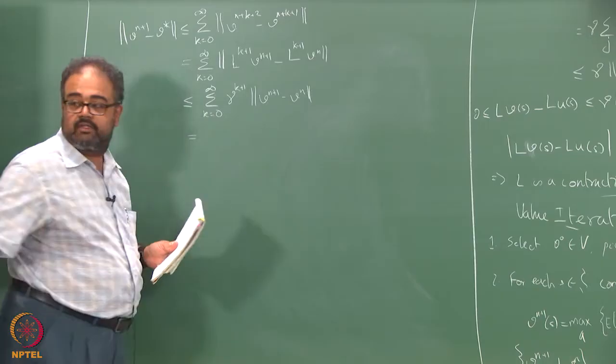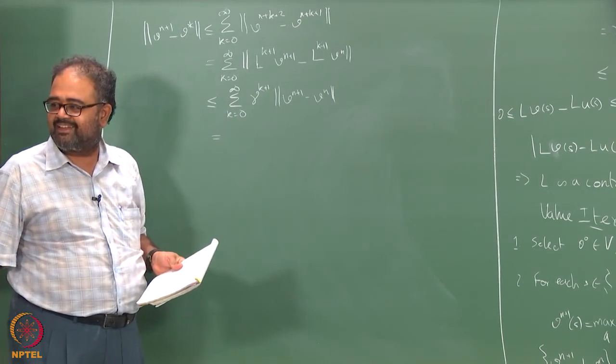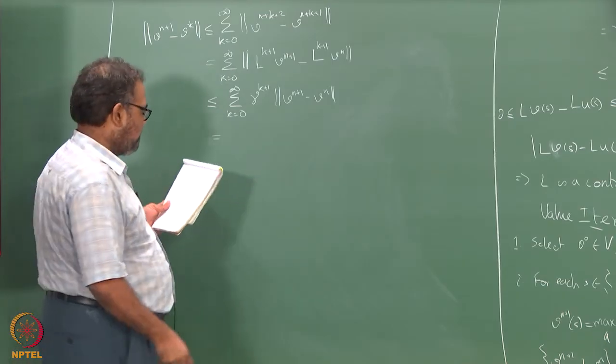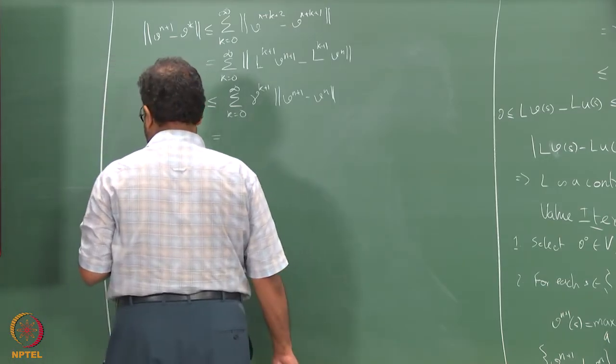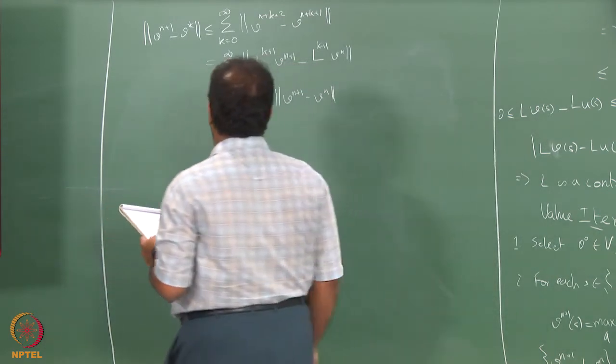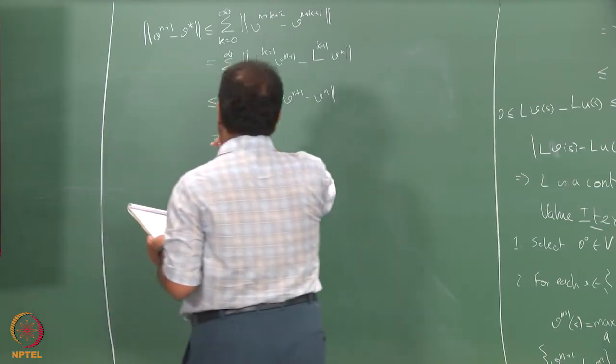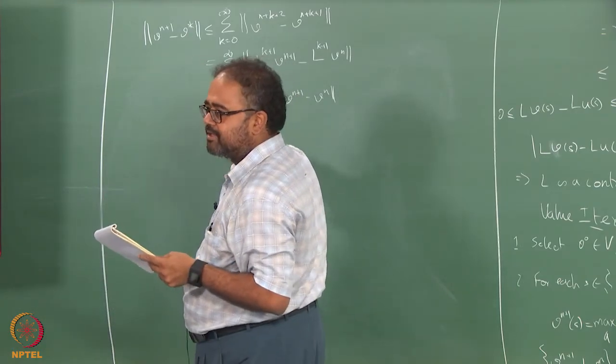So what will this be? You only said it will be a limit of a summation, right? 1 by 1 minus gamma? Gamma by 1 minus gamma. Gamma. Right, so I need to take one gamma out.